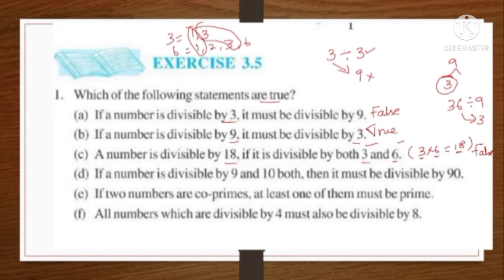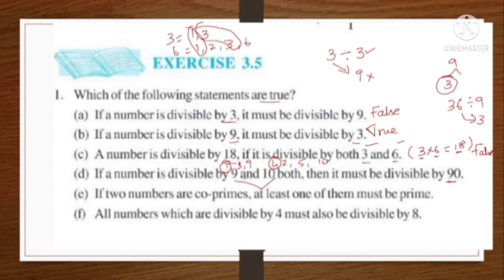The next, subdivision D: if a number is divisible by 9 and 10 both, then it must be divisible by 90. Okay, 9 into 10. What is 9 into 10? 9 tens are 90. This is a product, isn't it? So both 9 and 10 are co-prime. What are the factors for 9? 1, 3, 9. What are the factors for 10? 1, 2, 5, 10. What are the common factors? 1 is the only common factor. So we conclude that 9 and 10 are co-prime. So by the property we can say that 90 also divides.